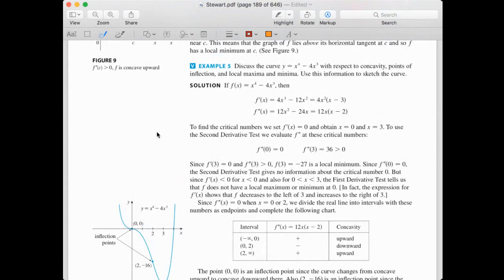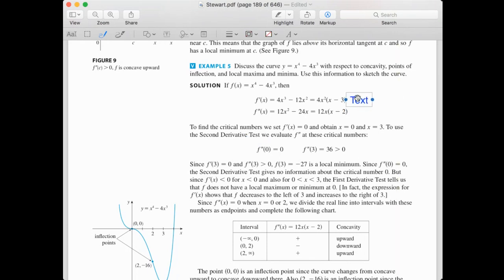All right, let's use calculus ideas. Let's take the first derivative. The first derivative equals 4x cubed minus 12x squared. We factor out 4x squared, then we have 4x squared times x minus 3. If we set this equal to 0, we get two critical numbers.